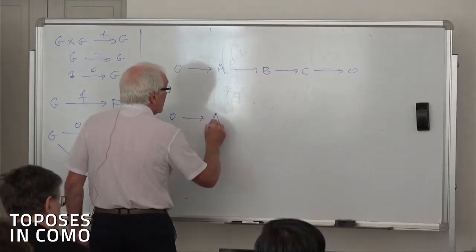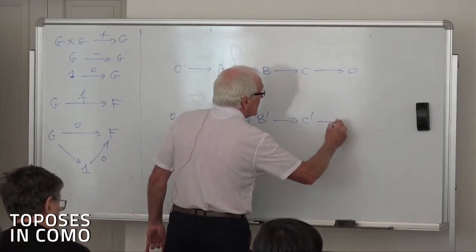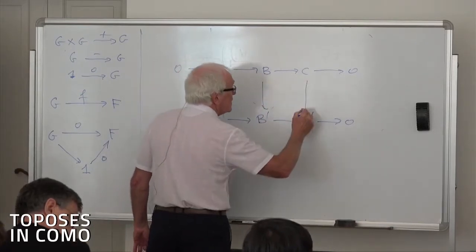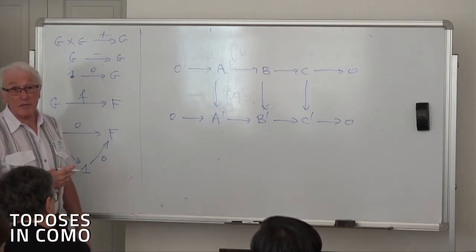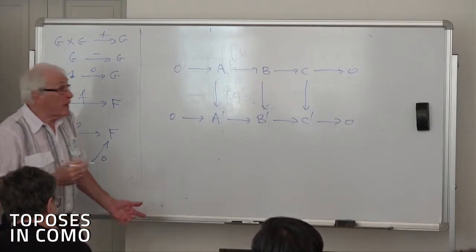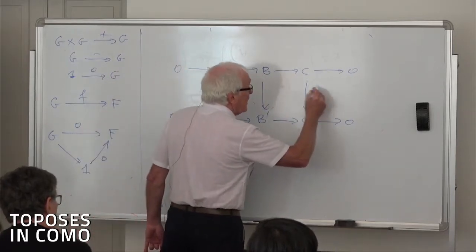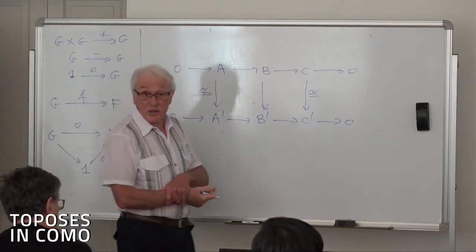You have another exact sequence of groups here. You have a morphism of exact sequences, so vertical arrows, which makes the diagram commutative. And the five lemma tells you that if those two things are isomorphisms, the central one is an isomorphism as well.